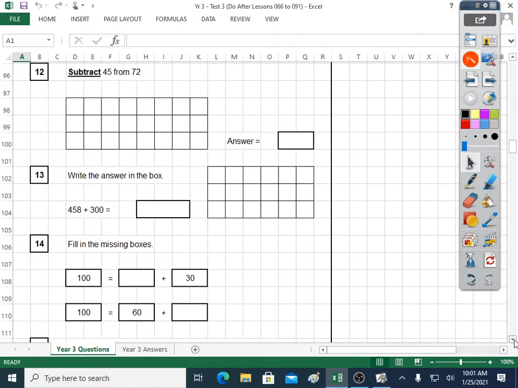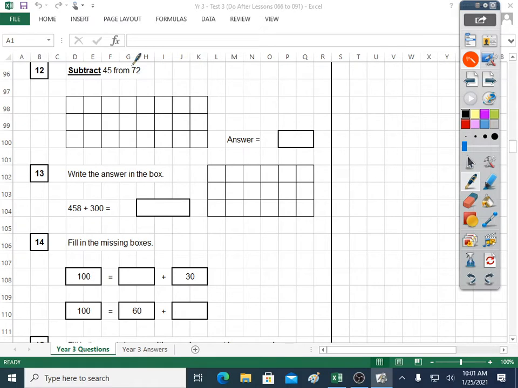Already on question 12. Subtract 45 from 72. So don't write it like this, 45 from 72, because in minus, you have to put the biggest number on the top, don't you? So we're subtracting the 45 from the 72, and the biggest number, the 72, goes on the top. Column method, which we do all the time in morning maths. We're just using the skills that we get in morning maths and other lessons. 27. Does that make sense? 72 take away 45 is 27.